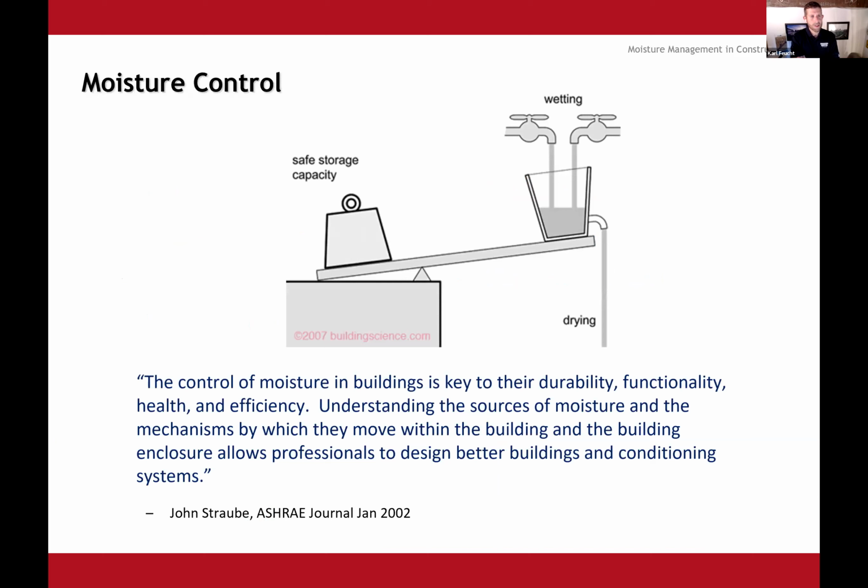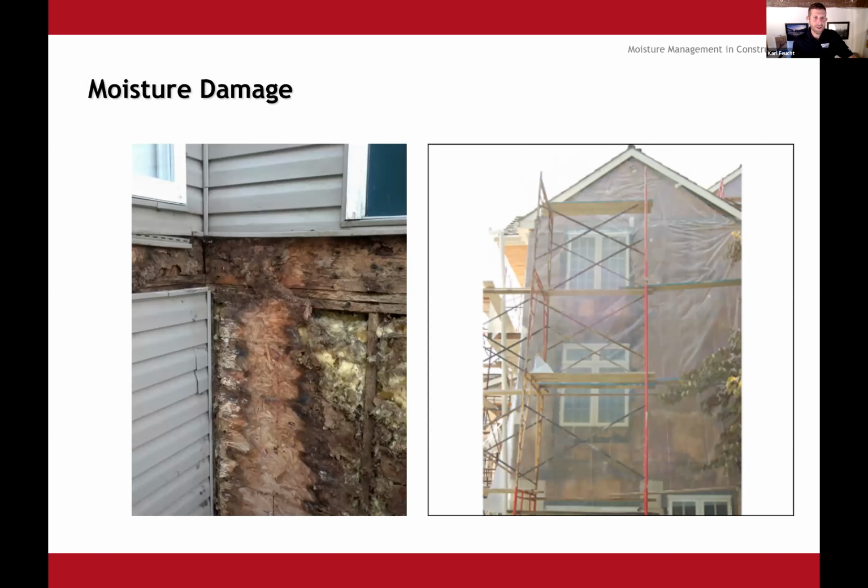So this quote is from John Straub in the ASHRAE Journal back in January of 2002. I'm not going to read the quote, but essentially what he says is that the rate of drying needs to be greater than the rate of wetting. I don't know if that's a technical term or not, but it's how I put it. So our walls need to dry faster than they get wet. And I've got some pictures of what happens when that is not the case.